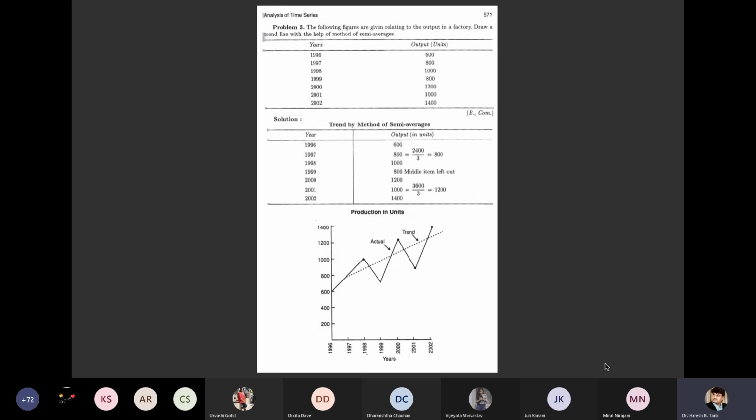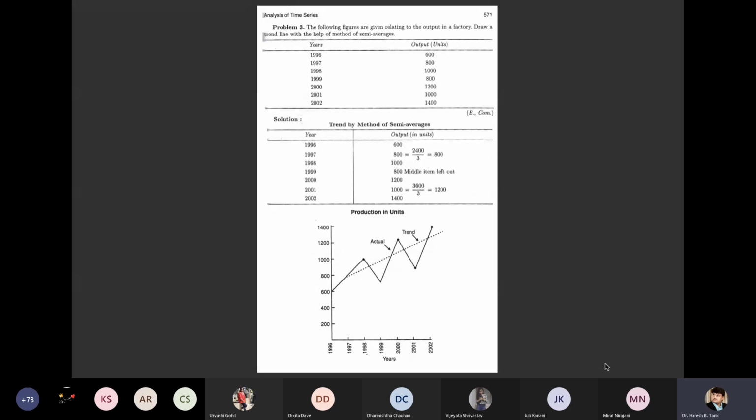So first of all, make a bunch of the first 3 years, 1996, 97 and 98. The output units respectively are 600, 800 and 1000. So 600 plus 800 plus 1000. What is the total? 2400. Divide it by 3, what you will get is 800. 800 is to be written against the middle value. The middle value is 1997.